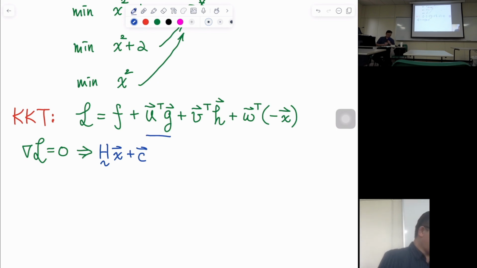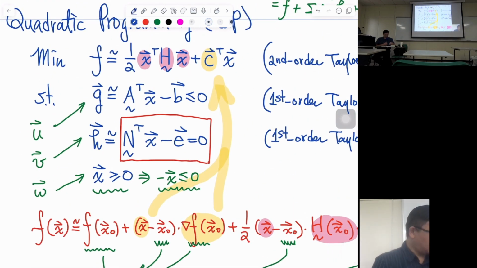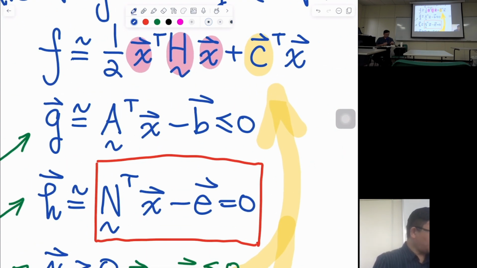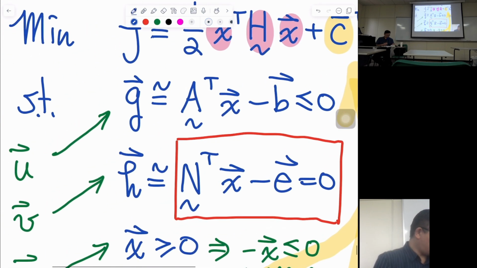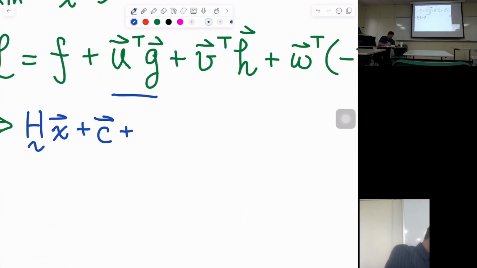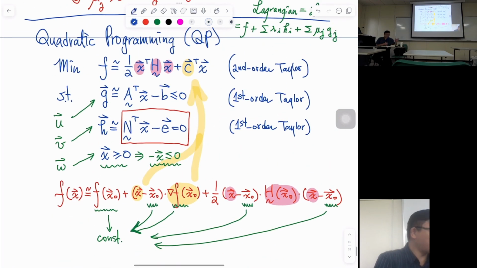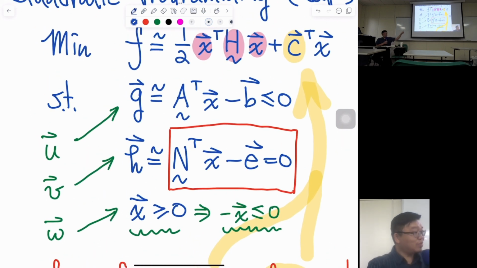Now, second term. U times g. What's inside g? G is ax minus b. Only thing that is related to x is a. So you will have a pre-multiplier of U and a matrix of A. So at the end is A times U. How come the transpose disappears? This is about linear algebra. If you want to prove it, you can. Earlier, it's U times A transpose. But at the end, I want to reverse it. When you reverse it, the A transpose is being transposed again, so it goes back to A.